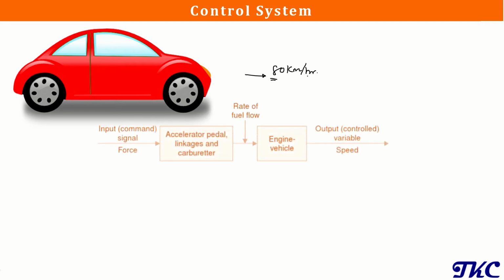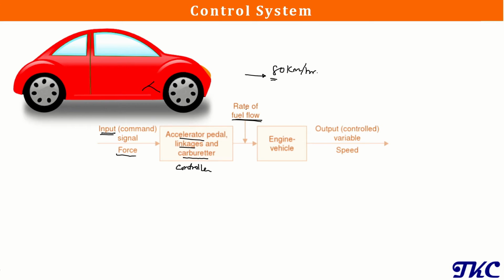In order to achieve this 80 kilometer per hour speed, we need to apply force on the accelerator pedal inside the car. The force that we apply becomes an input to this system. So the system here is the car. This force through the accelerator pedal goes to the linkages, and from the linkages it actuates the carburetor. When the carburetor is actuated, it controls the flow of fuel into the engine. So here the accelerator pedal, linkages and carburetor together form a controller.